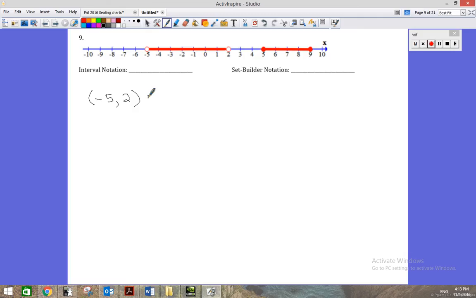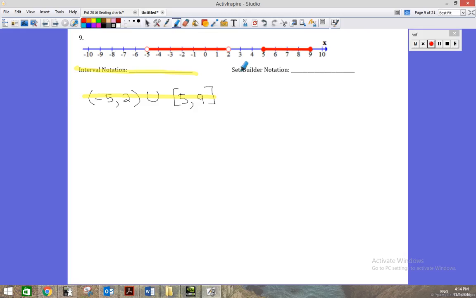Since there's a break in the graph, I have a union, and now I have endpoints of 5 and 9. 5 is smaller than 9, and since these are solid, I use square brackets there. That's my answer for the interval notation that goes up there. There's just not a lot of room there. So this guy is this answer.